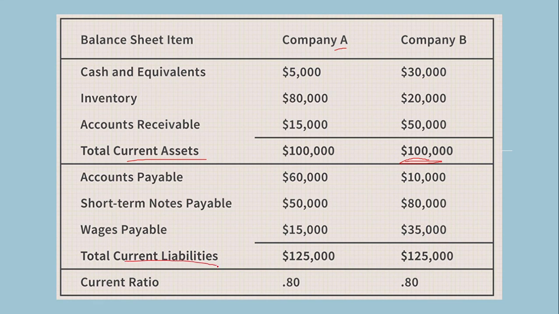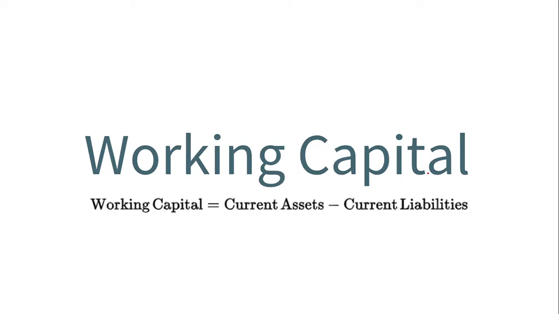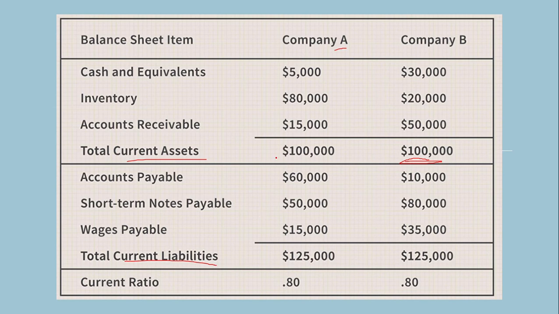If you see, I will link that working capital video in the i button over here. In the last video I told how to calculate working capital. Working capital is basically current assets minus current liabilities. So if you notice, if you subtract current liabilities from current assets, it comes out negative, which is not good for any company.